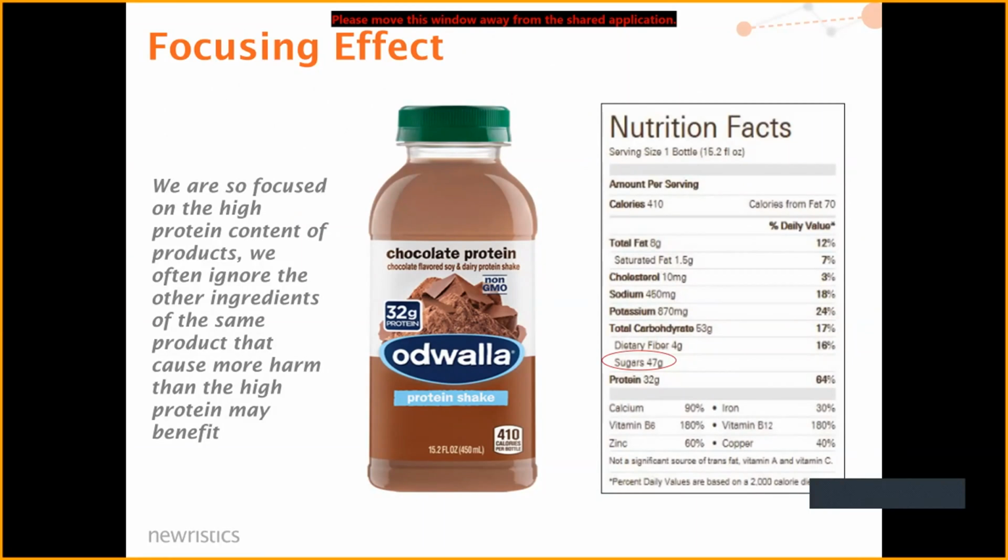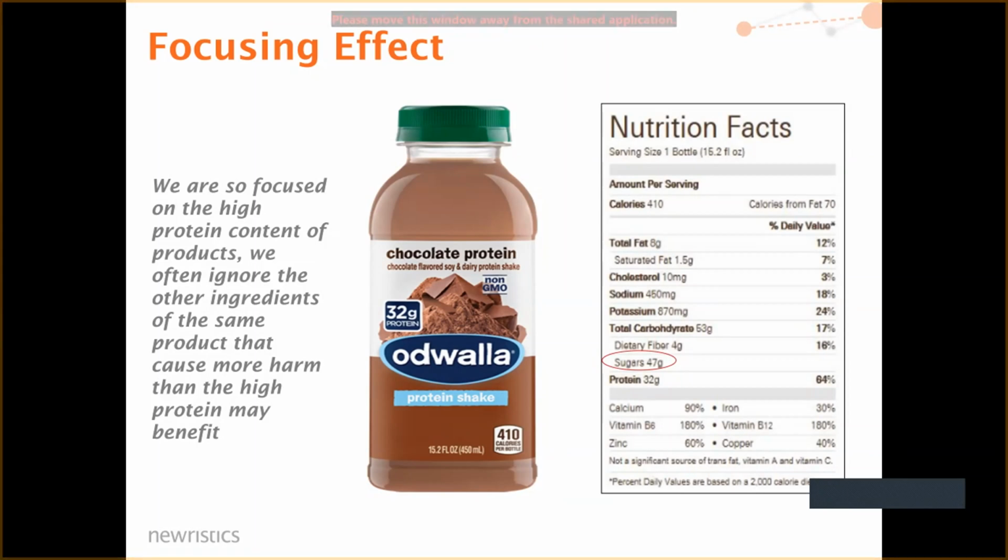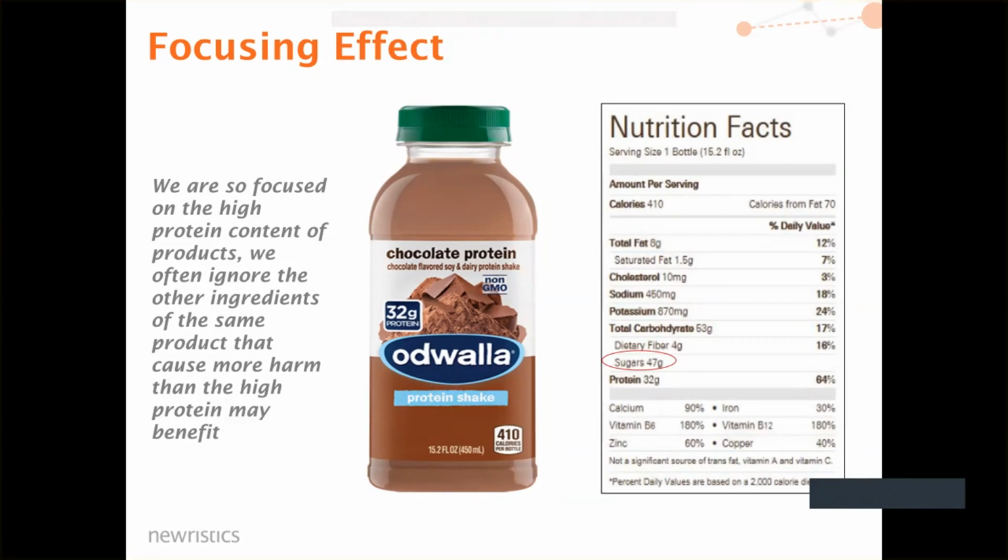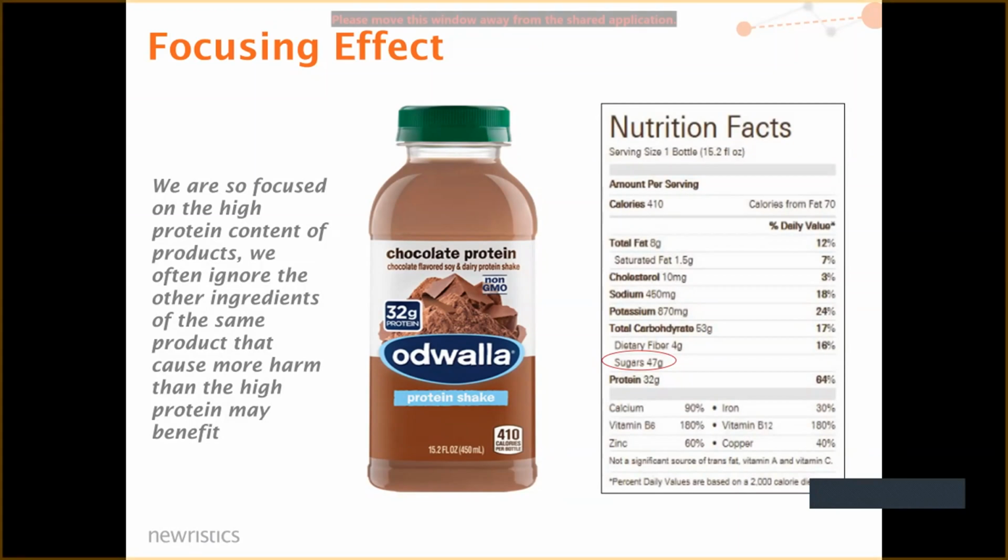So this one protein shake has 410 calories. It has 450 milligrams of sodium, which, I make smoothies at home, so do many of you. I don't know who puts salt in their smoothie. I've never done that. Where would it even come from? And 47 grams of sugar, never mind that.